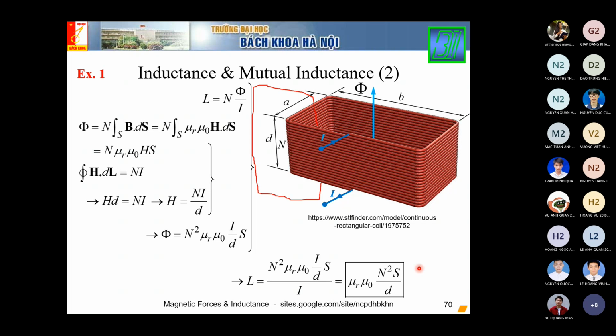So we can see that if you have to find the inductance of a given system, you can rely on the definition. And to come to the final answer, you have to find the magnetic flux. And if we don't know the magnetic flux, then we have to find this to come to the final answer.